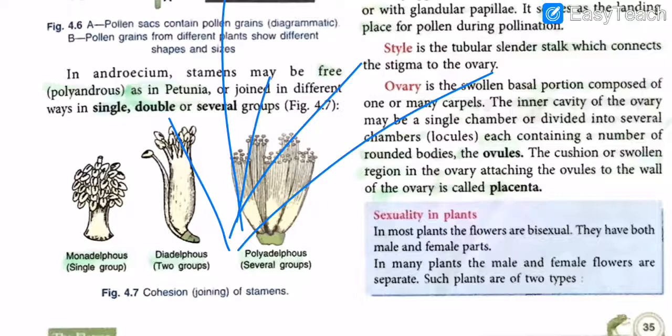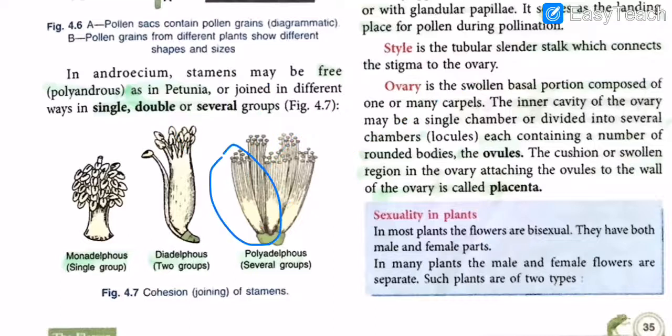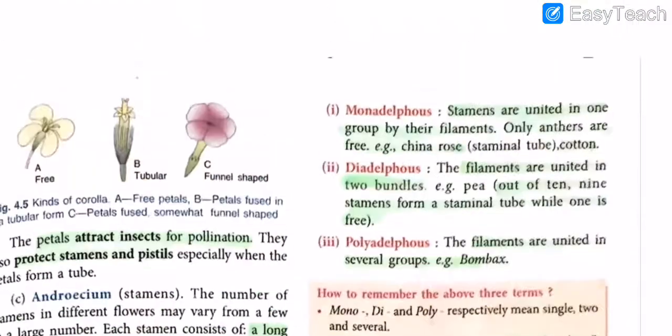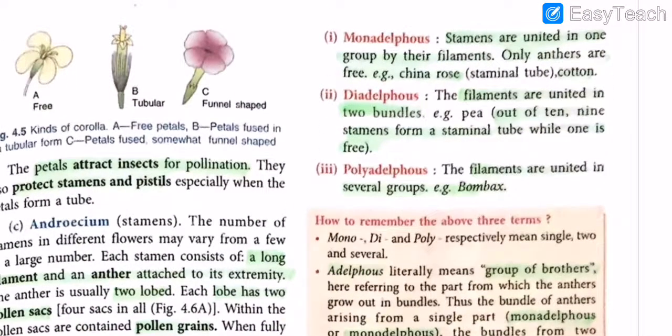There are several groups. So you can see there are just bunches. That's 1 bunch, 2 bunch, 3 bunch, 4 bunch, 5 bunch. Over here you have 2, this 1 and this 2. And over here is only 1, complete. Just 1. So, Monodelphis, our stamens are united in one group by their filaments. Okay? Only anthers are free. So the filaments are just a bunch.